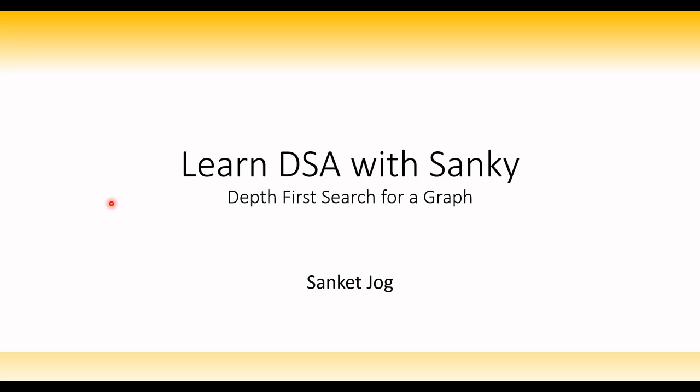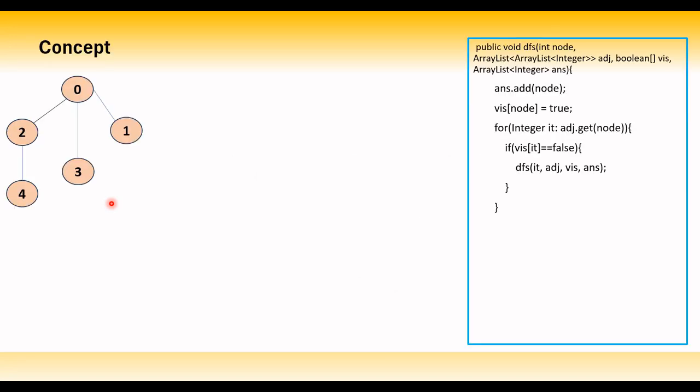Today we'll be discussing depth first search algorithm for a graph traversal. So we are given this undirected graph with base vertex as 0. So here we'll be traversing in a particular direction, say 0 if we start, and we'll check which of its adjacent node is not yet visited.